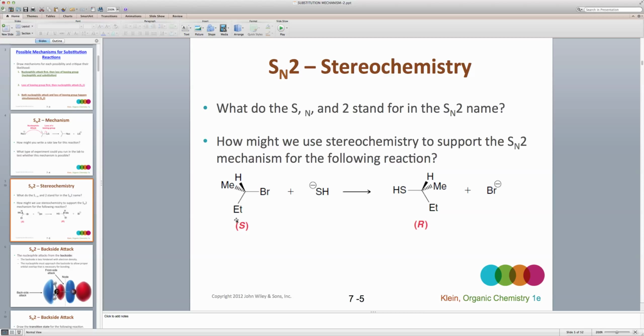So if we have an S starting material, we have a net R product. It's not complete inversion, it is net inversion. So if I start with a pure S, I will obtain more R than S. Again, as I've continually referred to in class, life's just more complicated than what we do on paper.